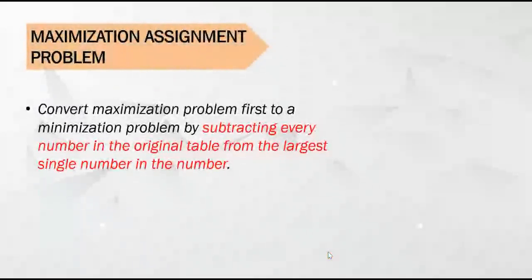To be able to solve a maximization assignment problem, we have to first convert the maximization problem to a minimization by subtracting every number in the original table from the largest single number in the table. This is also similar to what you have learned in the transportation problem, where we had to convert the maximization problem to minimization.